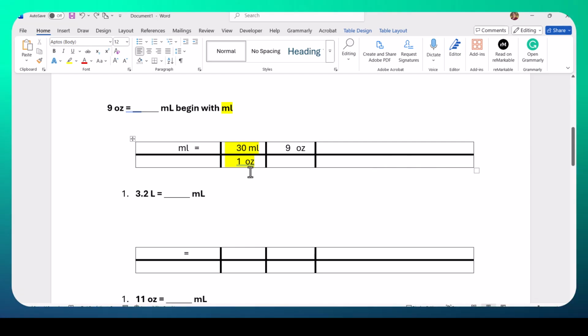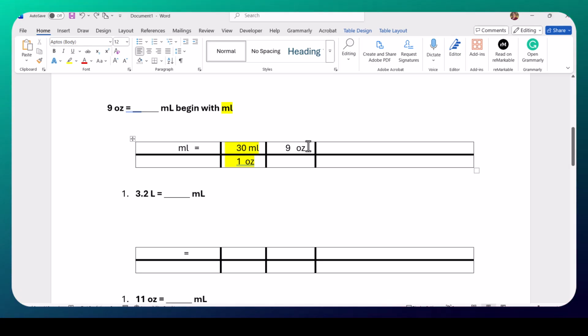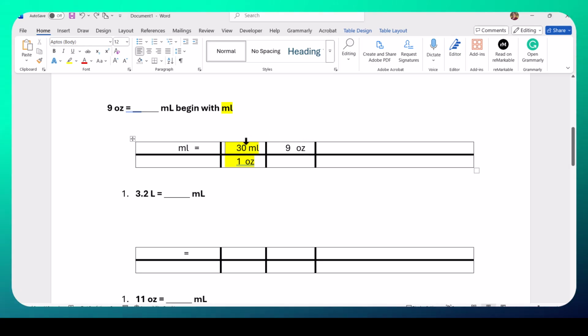And you need to know that every step you crossed out what matches, and then what remains is my answer. And I can go back to my question and verify. I have milliliters left. They asked me for milliliters. I am correct. All I have to do is my math.